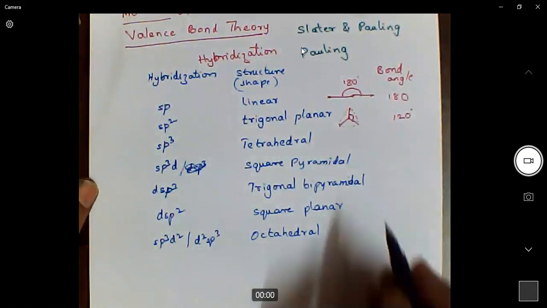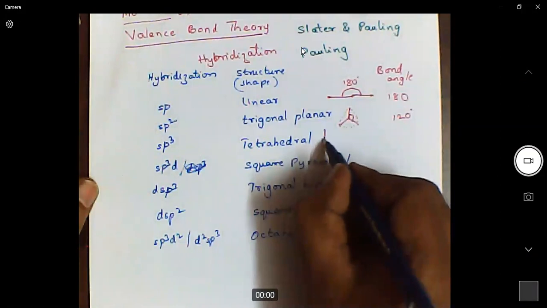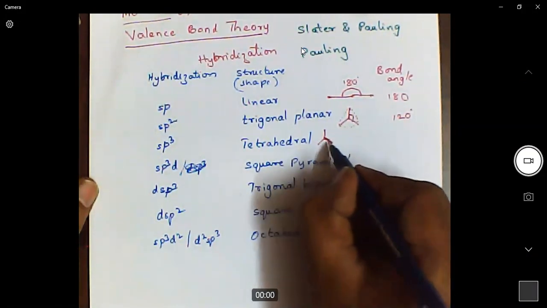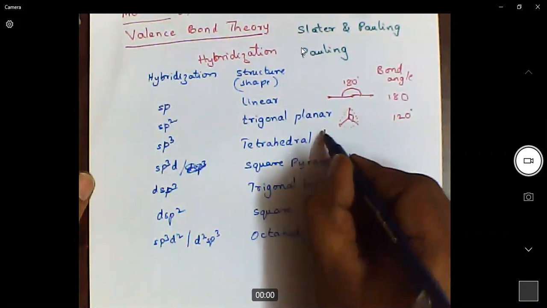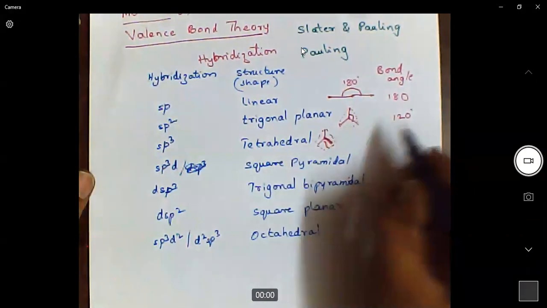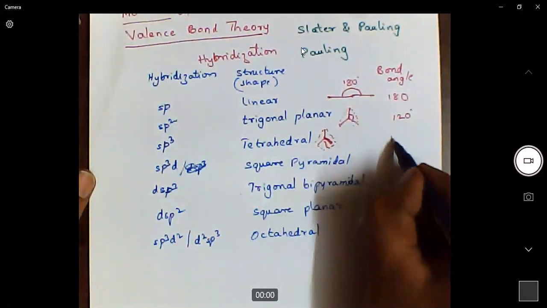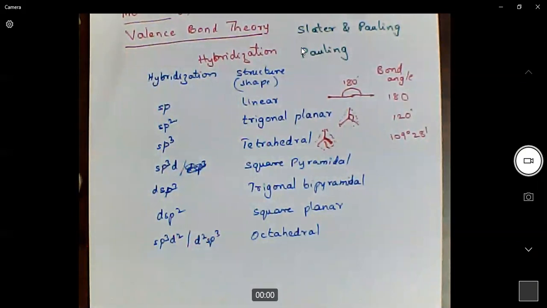Now look at the tetrahedral shape. Tetrahedral means one bond is nearer to you, one bond is away from the observer. So this is the tetrahedral molecule. Now look at the overall shape, and the bond angle is 109 degrees 28 minutes. Tetrahedral shape. I feel it is not clear.